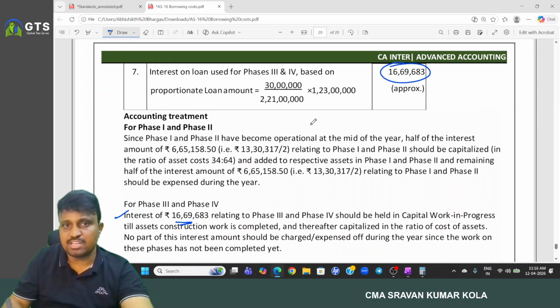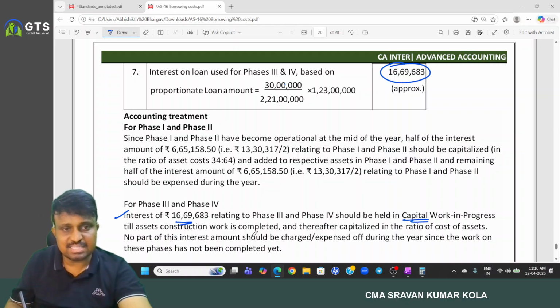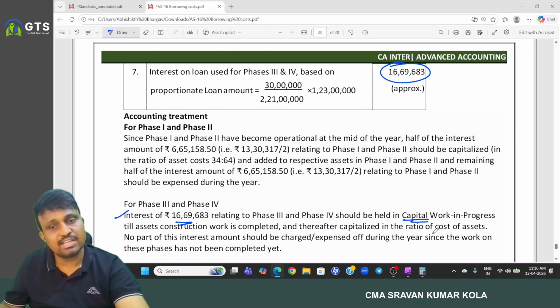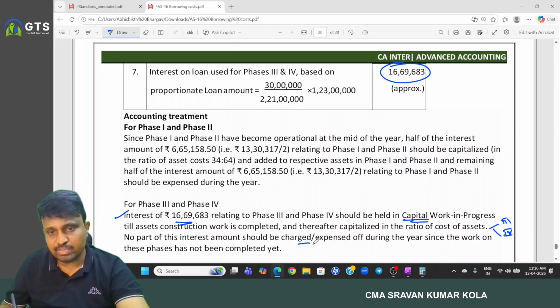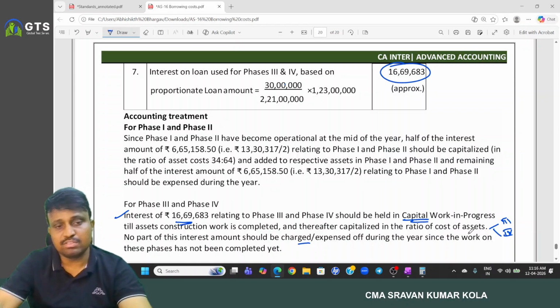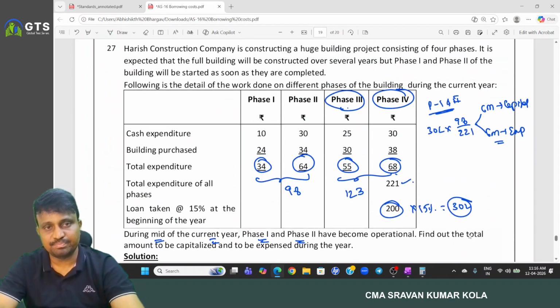So how much amount? 16 lakh, 16 lakh. 30 lakh into 123 by 221. And held in what? Capital work in progress till the asset's construction work is complete, and thereafter capitalized in the ratio of cost of the asset. Nothing but phase 3 and phase 4. And no part of the interest amount should be expensed during the year when the work is in progress, because the construction is not yet completed. Okay.